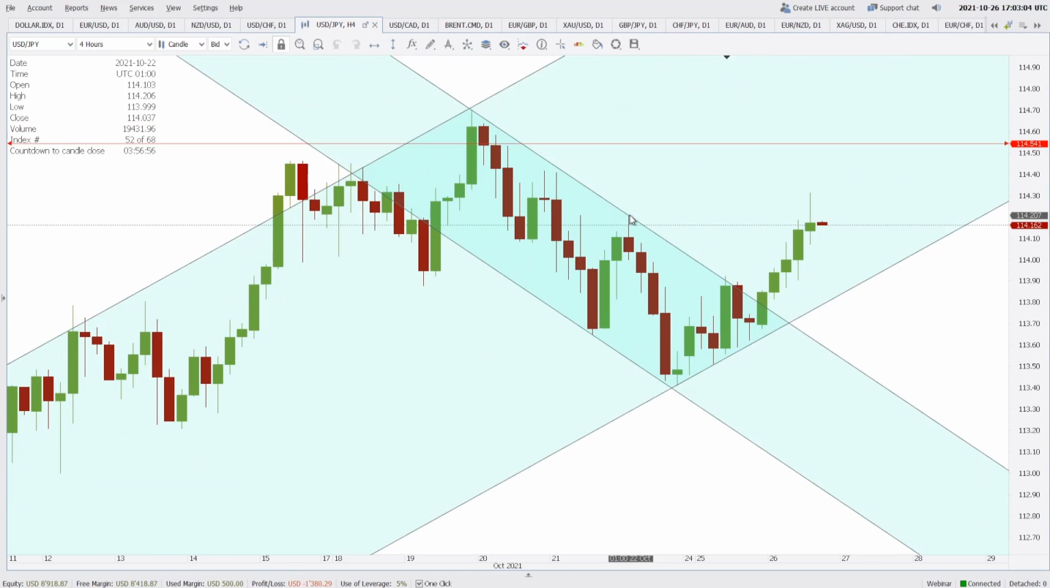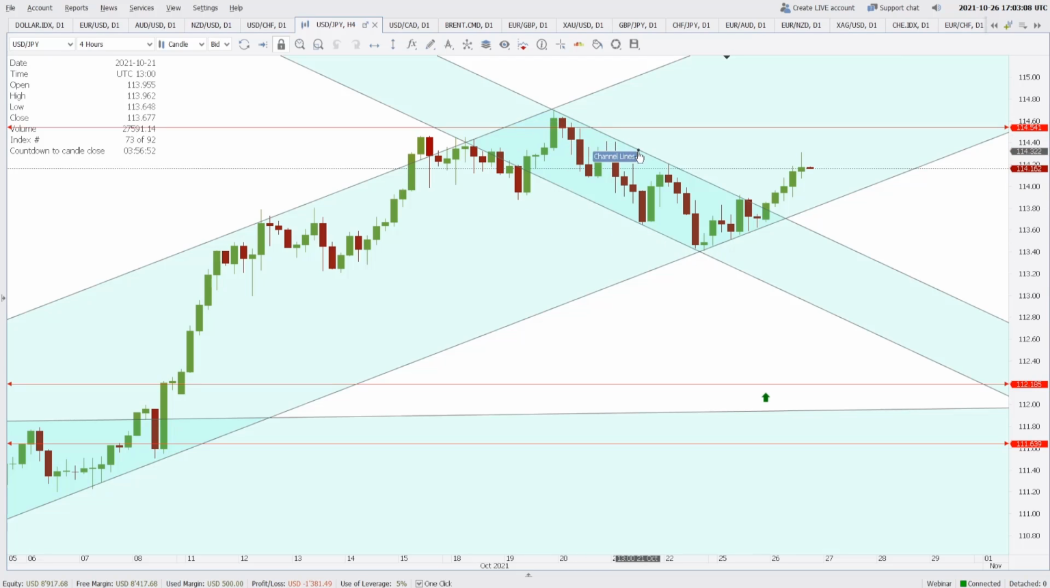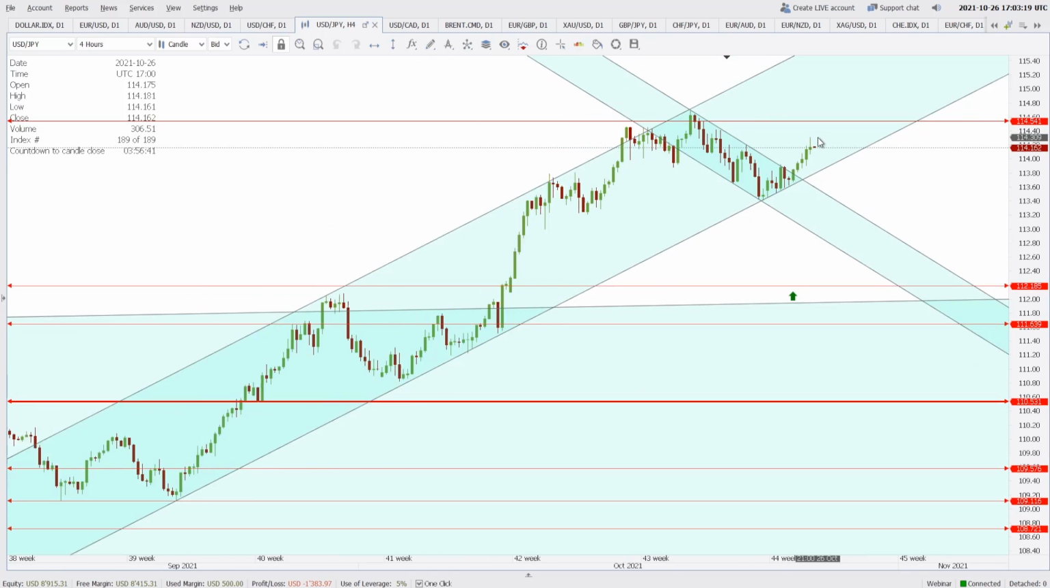Switching it to 4-hour is suggesting that this area, actually this area here, once this is broken, the bulls are in control of the market. Right now it is trading into the resistance of 114.54. Let us see what happens at that level.